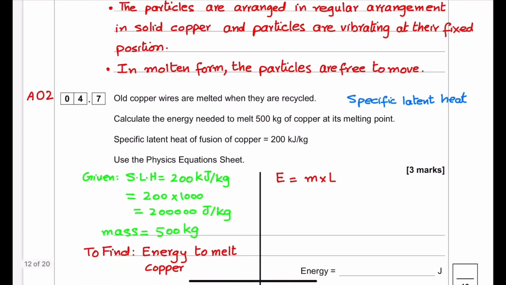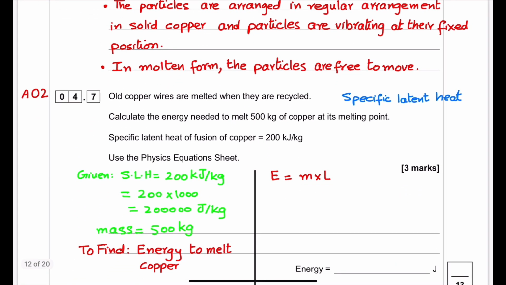In this question, we need to convert the unit first because the specific latent heat of fusion of the copper is 200 kilojoules per kilogram. We need to convert kilojoules into joules first. In given specific latent heat is 200 kilojoules per kilogram. Kilo means 1000, so 200 times by 1000, so we get the value 200,000 joules per kilogram. Whereas the mass of the copper is 500 kilogram. The student needs to find the energy to melt the copper.